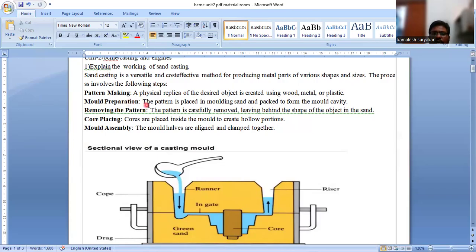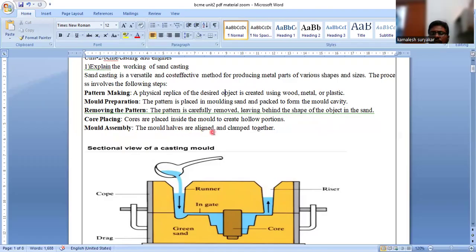The mold preparation is here. The pattern is placed in molding sand, so the pattern should be molded first. Here you can see this is a casting process; I will explain that later. It is packed to form the mold cavity. Then removing the pattern: while removing the pattern, be careful, it is a very important step in sand casting. It is carefully removed, leaving behind the shape of the object in the sand. So that shape is printed on the sand after you remove the pattern.